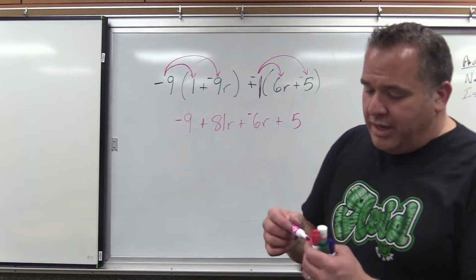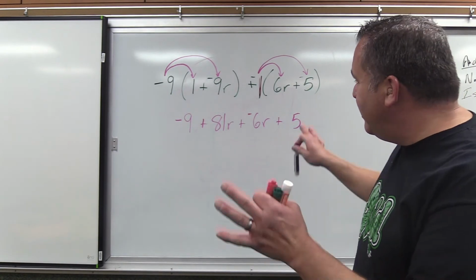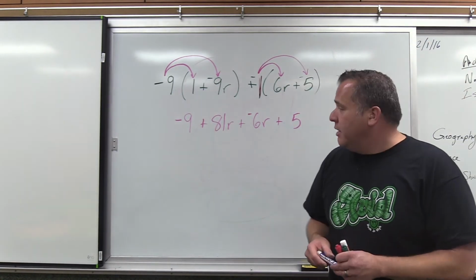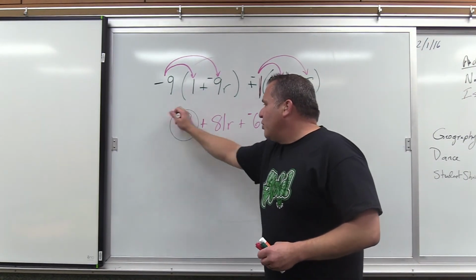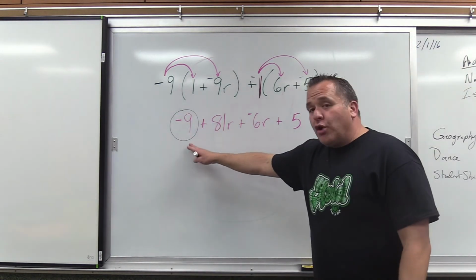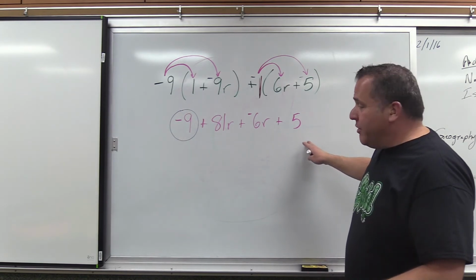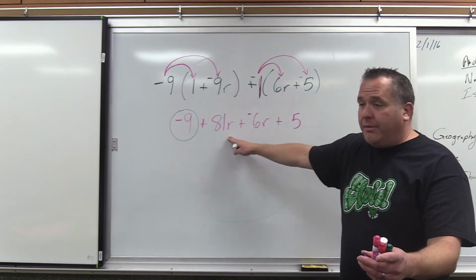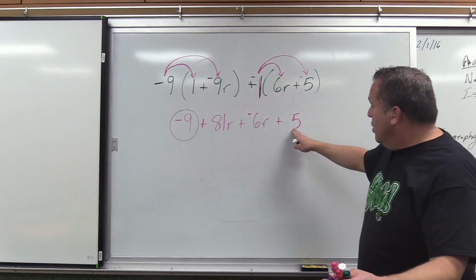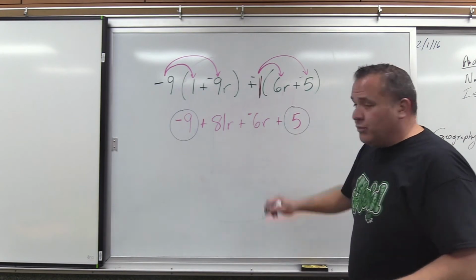Now, what next? Right? Thought we were done. We're not. Got to finish up. Got to clean it up. This is a mess. Let's clean it. First thing I'm going to do is I'm going to go ahead and circle that -9. Now, do we have another term in this problem that does not have a variable? Let's look. Nope, this got an R. Nope, that has an R. Ooh, that +5 has no variable. Let's circle that one too.